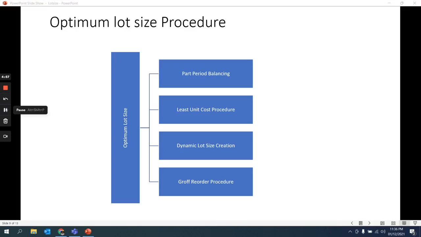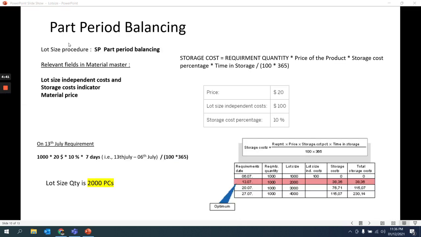The third lot sizing procedure is the optimum lot sizing procedure, which uses cost as a key criterion to calculate the order quantity. Here also we have multiple lot sizing procedures available. Let's see them one by one with a business example. First, we will look into the period balancing lot sizing procedure, which is nothing but SP. This lot sizing procedure uses the lot size independent cost and storage cost indicator from the MRP 1 view, and it also uses the material price from the accounting view.